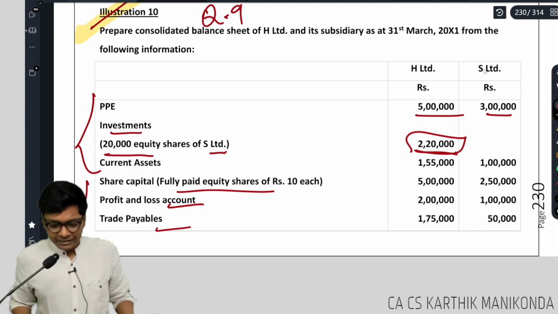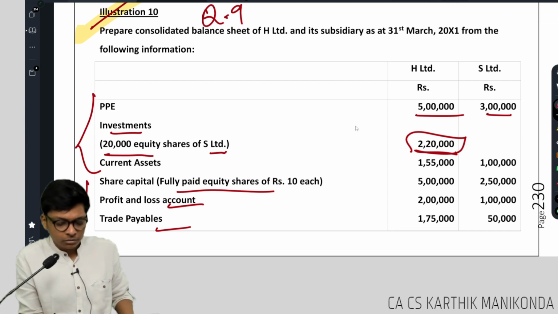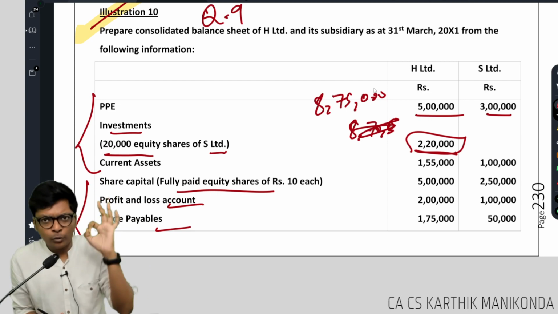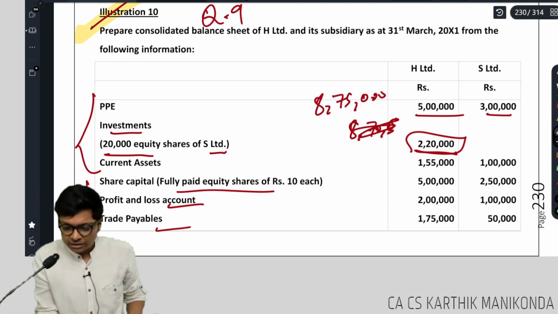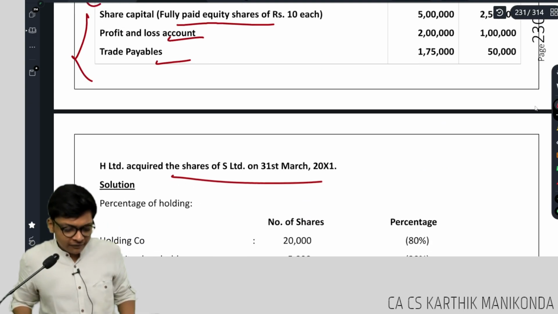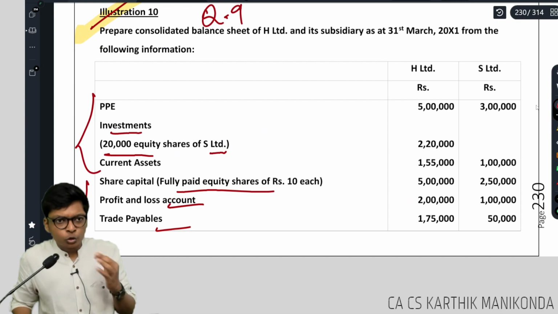Okay. Tallying, what's the balance sheet total? 8 lakh 75,000. Now we will apply our steps, guys. One by one, let's go with steps. This is consolidation on which day? 31st March. They have not given any other data, so let's do it quickly.